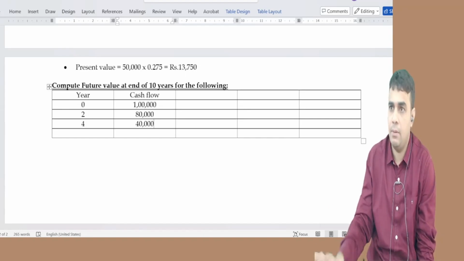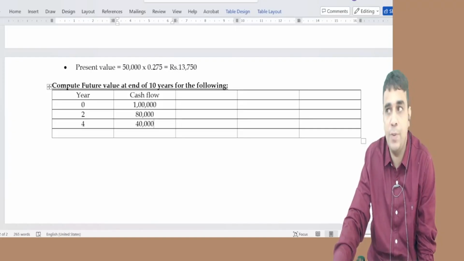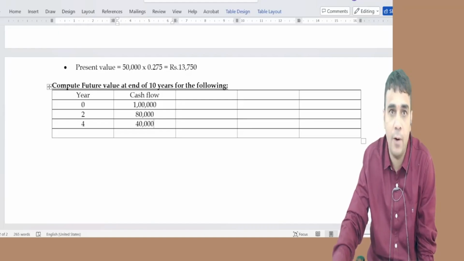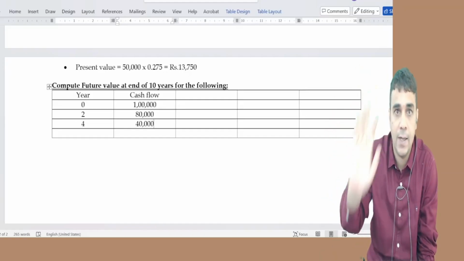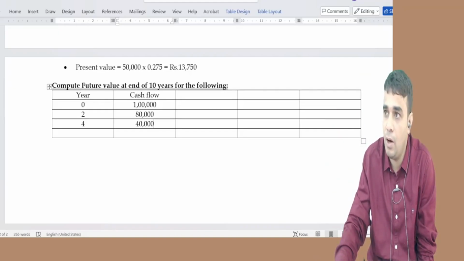Now, the simple question I have is, I am going to deposit 1 lakh rupees today, 80,000 rupees after 2 years, 40,000 rupees after 4 years. Tell me how much will I get back after 10 years? This is a question your parents are asking you, saying that we'll create an FD of 1 lakh today, 80,000 at the end of second year, 40,000 at the end of fourth year, and I want the value at which year? 10th year.